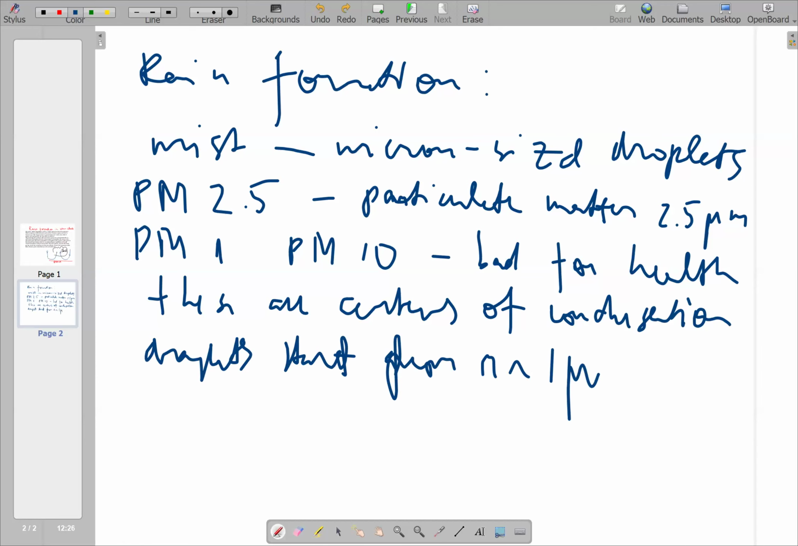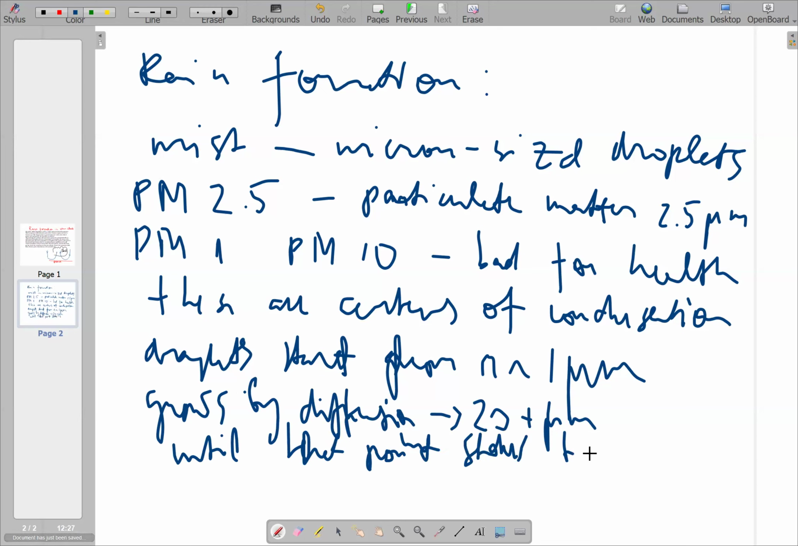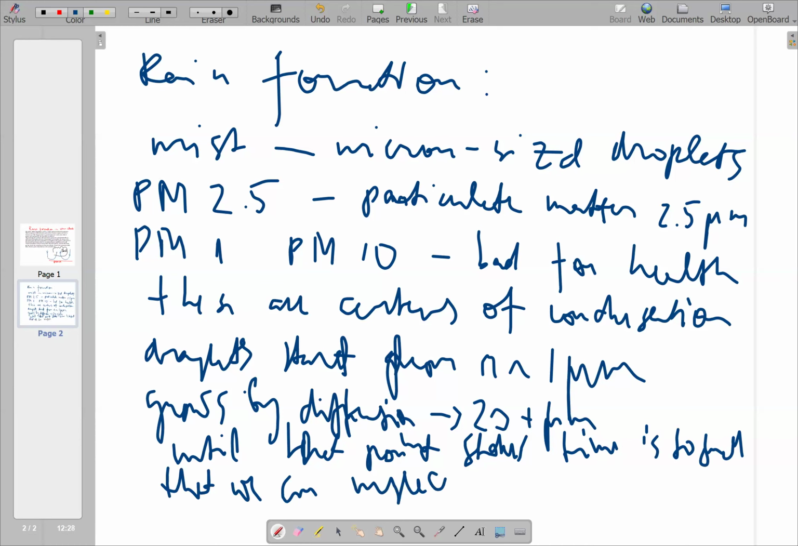No, that was not micro. And then it grows by diffusion, up to something like 20 plus micrometers. And then they start colliding. And now until that point, Stokes time. You remember what Stokes time was? How long it will take for a particle to obtain the speed of the fluid? It's very small. It's so small that we can neglect the inertia.